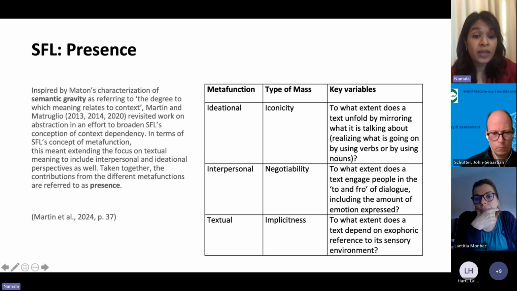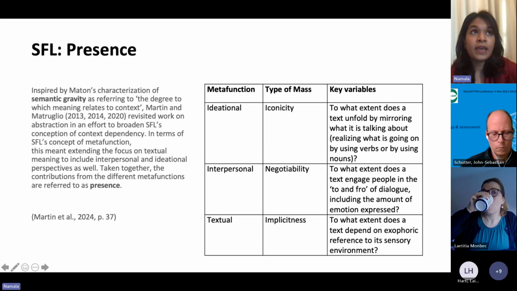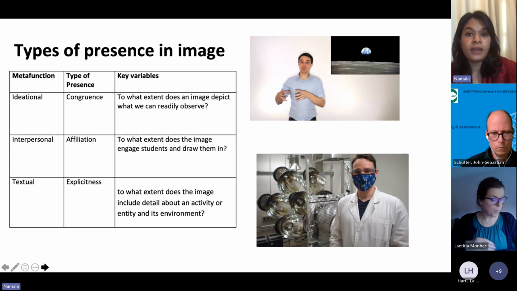So how does the text talk about the immediate environment in which it's produced? These are some of the questions that you can ask, and there's a great deal of technicality that can come in, but there's also ways of simplifying it.